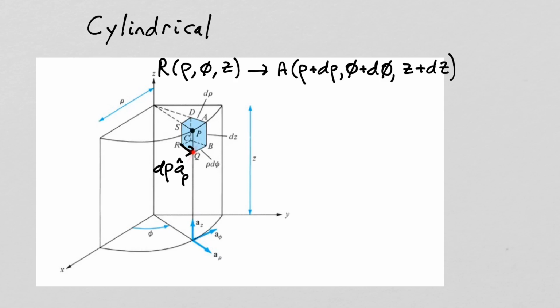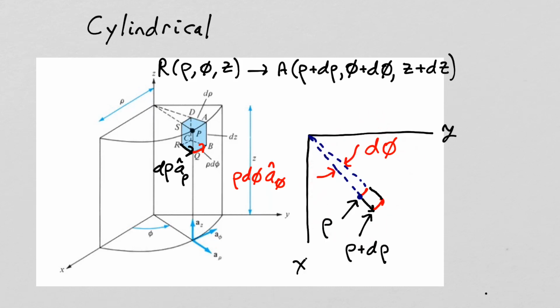Now when phi changes from phi to phi plus d phi, we will sweep out this arc, and that arc length will be of length rho d phi in the phi direction.